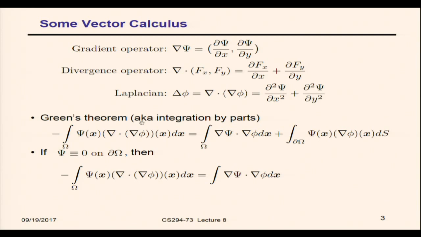We also have Green's theorem, which is integration by parts. It says that the integral of psi times the divergence of anything, but in this particular case the gradient of phi, is equal to minus the integral of grad psi dot grad phi, plus the boundary term. This is the integral over domain omega, and this is the integral over the boundary of omega of psi of x times grad phi of x dotted into a normal. There's a normal missing here. The important thing is that if psi is identically equal to 0 on the boundary, this term goes away. And all you have is psi times the Laplacian applied to phi equals minus grad psi dotted into grad phi.